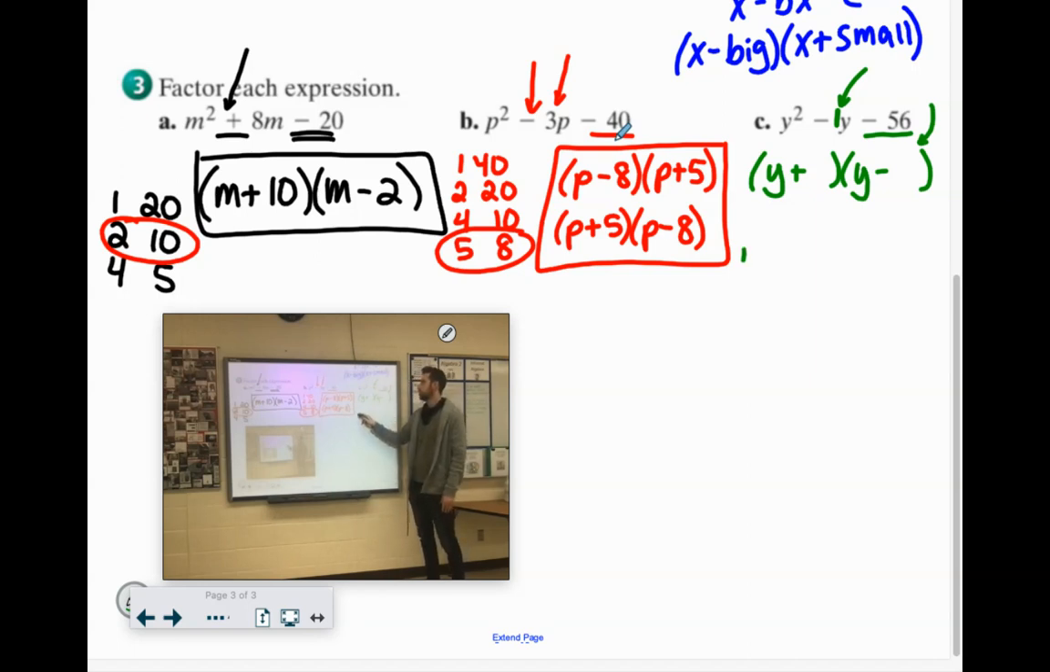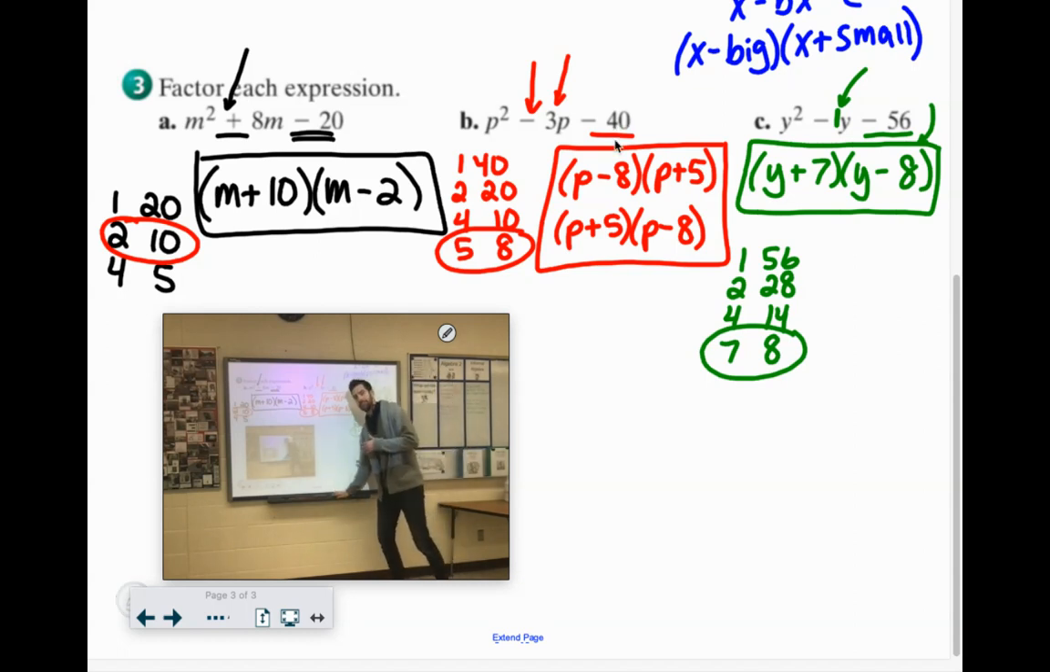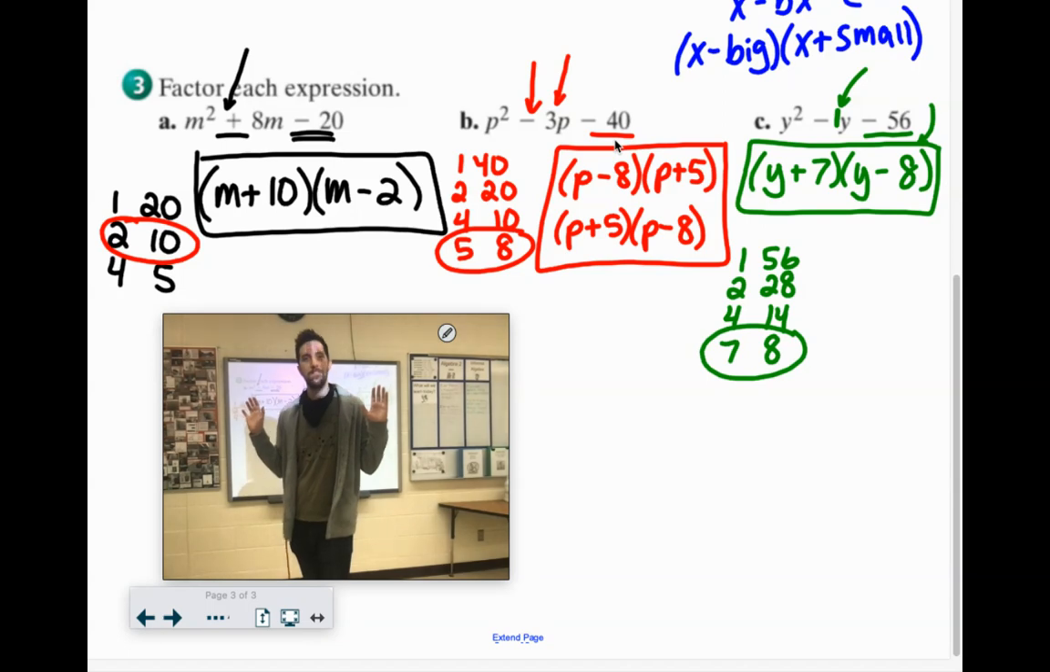So 56 could be 1 times 56. Could be 2 times 28. 3 does not go in there. 4 times 14. 5, no. 6, no. 7 times 8. Which set is 1 apart from each other? The 7 and 8. So to make it add up to negative 1, it would have to be negative 8 and positive 7. Don't forget, if you have y minus 8 written first, the y plus 7 second, that's all good. All good.